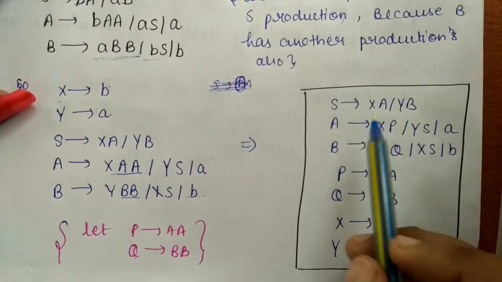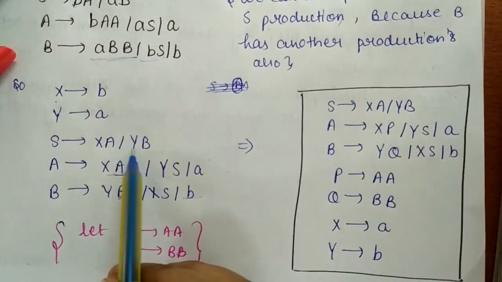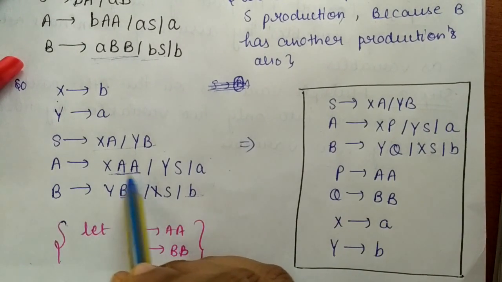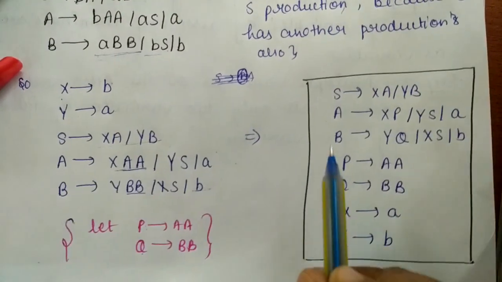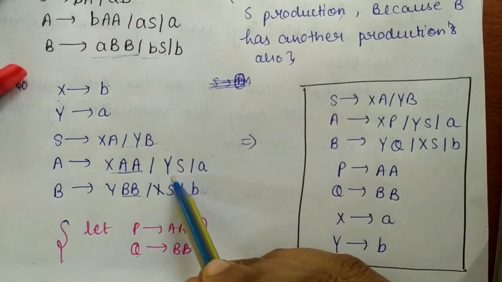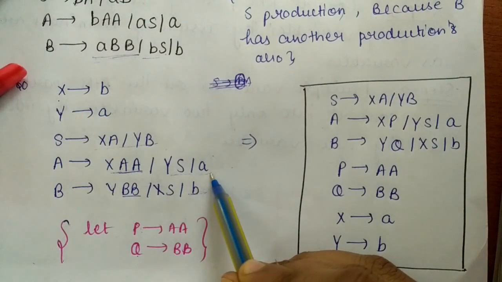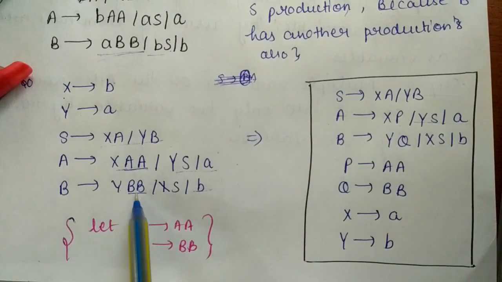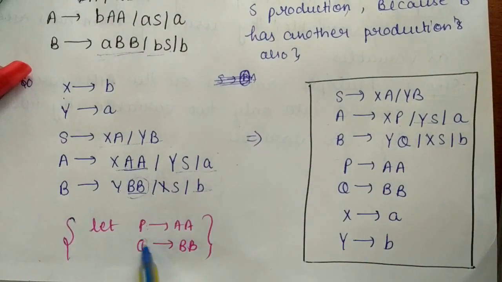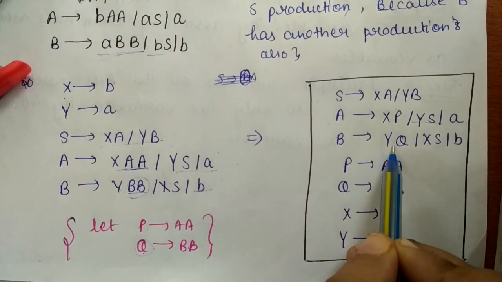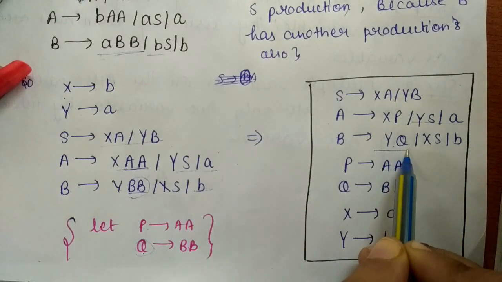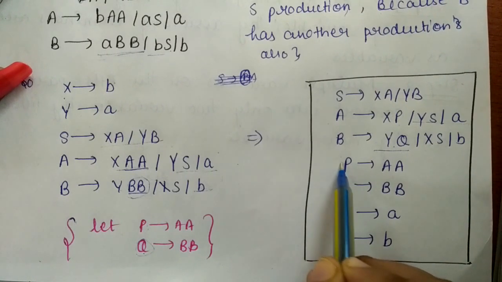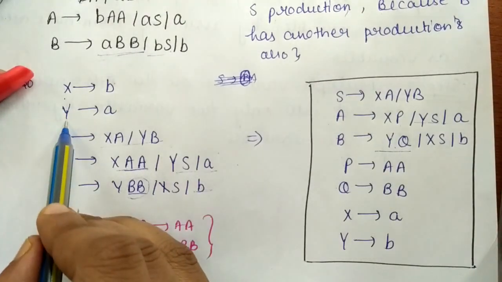So how can I write the final grammar? S tends to this, and then A tends to, I have assumed this as P, so I have written P here, and these are already in CNF, so I have written like this, and then Y, and for BB I have written Q. So I am replacing it by YQ and X. Now I write the values of P and Q, and then X and Y.